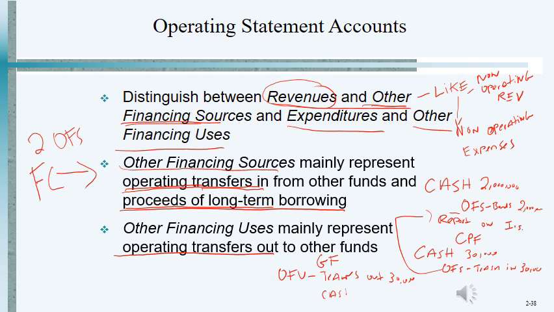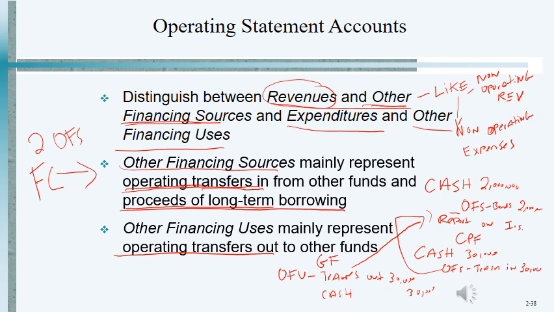I'm not sure if I said debit the cash. We're going to credit the cash for the 30,000, right? And that will get reported where? On the income statement. That OFU, transfer out, gets reported on the statement of revenues, expenditures, and changes in fund balance, because it is like a non-operating expense.